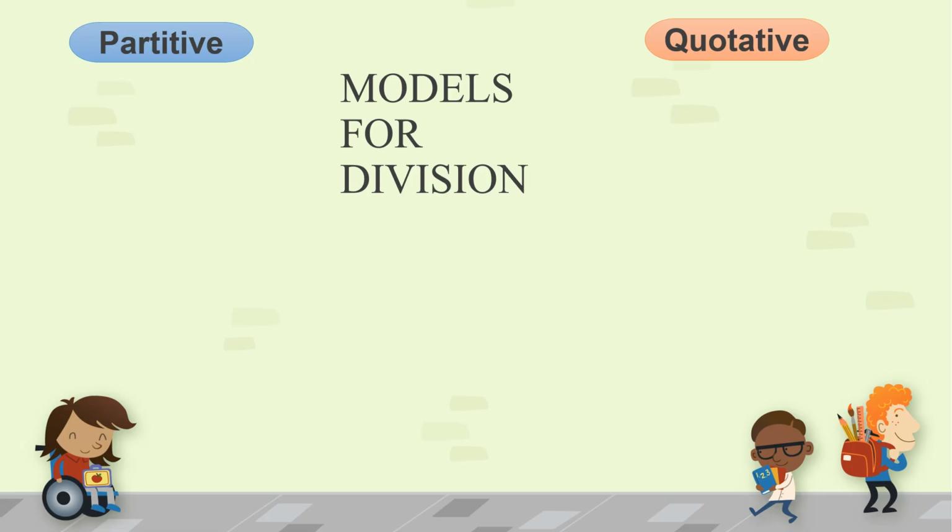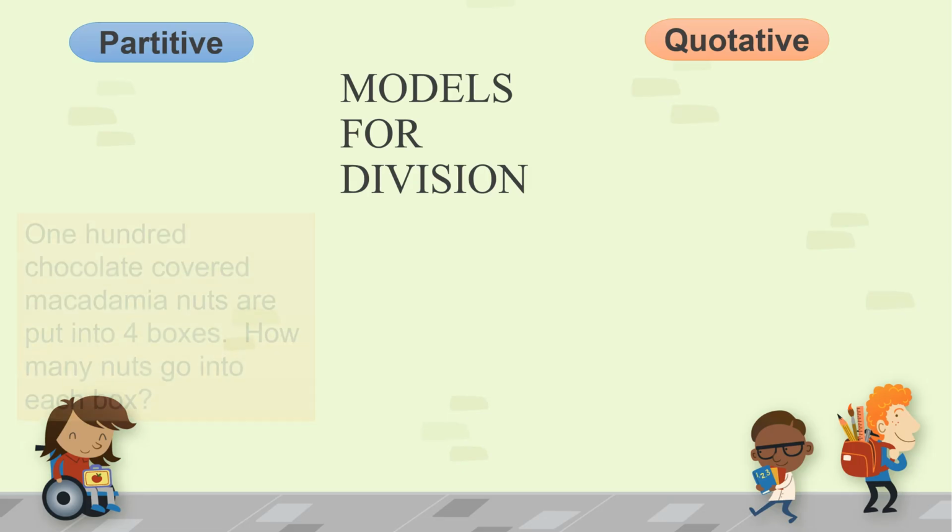Models for division can be kind of confusing: how do you know you are dividing? I'm going to explain how you know. By the definition, you are looking for the missing factor. Division can be seen in two different scenarios. One is called the partitive model, and the other is the quotative model. I'm going to explain the difference between the two.